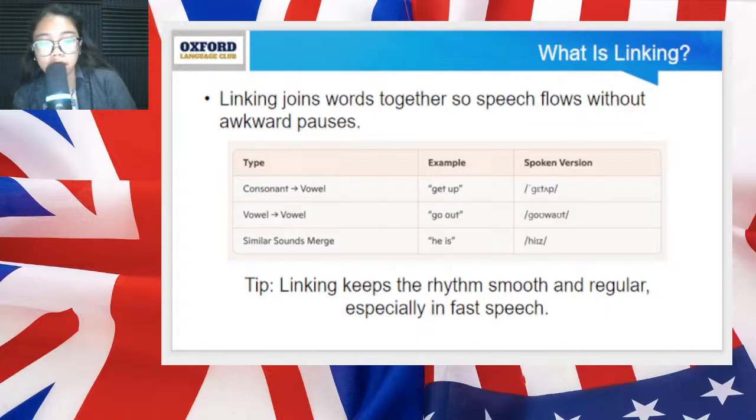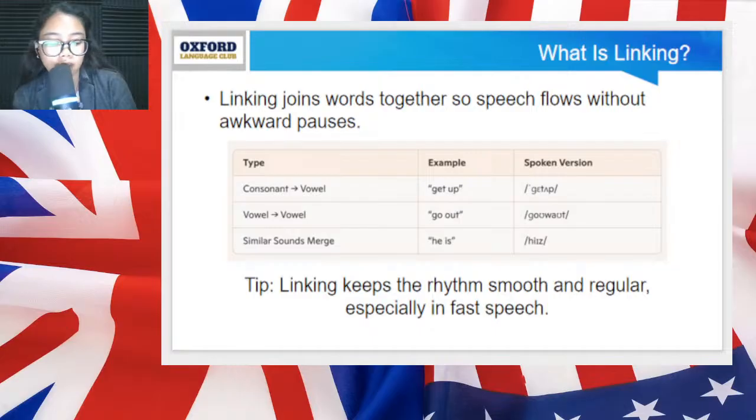So, as the tip on the slide beautifully summarizes, linking keeps the rhythm smooth and regular, especially in fast speech. It is the underlying mechanism that creates the rhythm and melody of fluent English, which enables us to speak without those awkward hesitations. By actively listening for and practicing these linking patterns, consonant to vowel, vowel to vowel, and similar sounds merging, you will unlock a new level of naturalness in your own speaking. And critically, what once sounded indecipherable in rapid speech from native speakers suddenly becomes much clearer and easier to understand. It really is a game changer for both your productive and receptive skills. Okay? All right. That is on linking. Very simple.